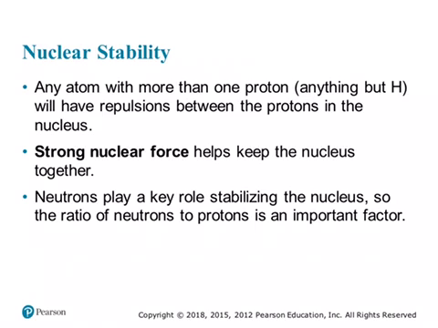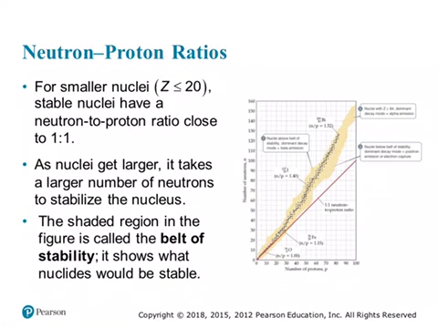It is the ratio of these neutrons to protons that helps determine the stability, or the degree of stability. For small nuclei with an atomic number less than or equal to 20, their neutron to proton ratio is pretty much 1 to 1. So if you were to take carbon with a mass of 12 and subtract the protons, you have 6. 6 divided by 6 is 1. So your neutron to proton ratio is 1 to 1. As the nuclei get larger, though, it takes a larger number of neutrons to stabilize the nucleus.